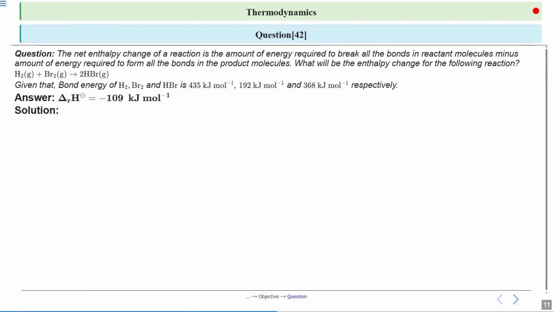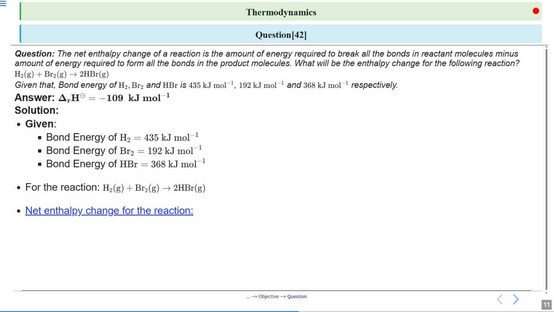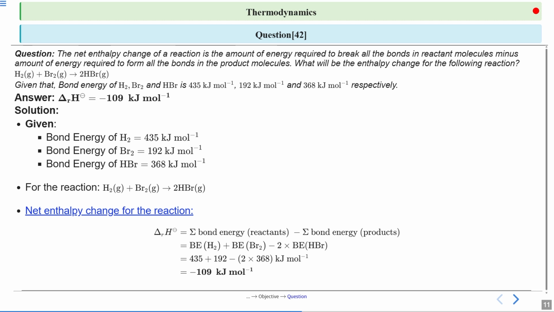The correct answer will be minus 109 kilojoule per mole. So this will be your enthalpy of reaction. How will I solve it? Very simple. What else is given in the question? The bond enthalpies of dihydrogen, bromine molecule, and HBr are given, right? So this is the first set of information, and we are also given the equation for the formation of HBr from H2 and Br2. If I talk about the net enthalpy change for a reaction, then it can be written in this way, in terms of the bond energy of reactants minus the bond energy of products.